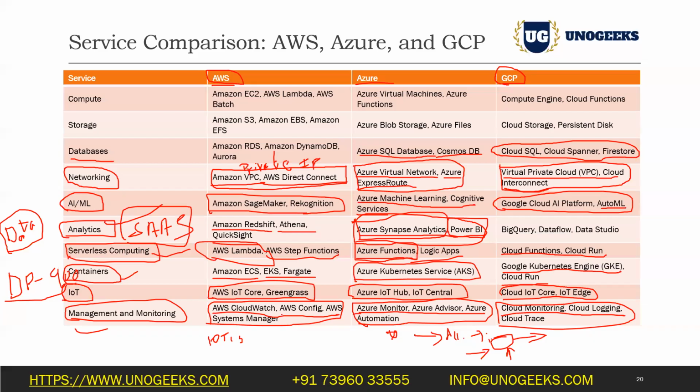Next, this is the service comparison of AWS, Azure, and GCP. Any doubts? You can just ask me. I'll go to the next slide.